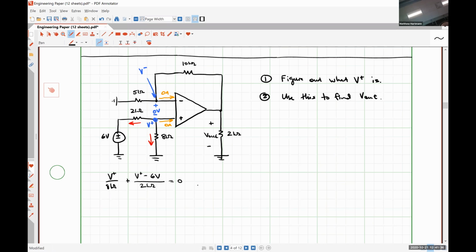So we can rearrange this slightly. We're going to have V plus multiplied by 1 over 8 kiloohms plus 1 over 2 kiloohms is equal to 6 volts divided by 2 kiloohms, which is 3 milliamps. And so from that, we have V plus is equal to 3 milliamps times, let's see, what's 1 in parallel with 8? 16 over 10, so 1.6.